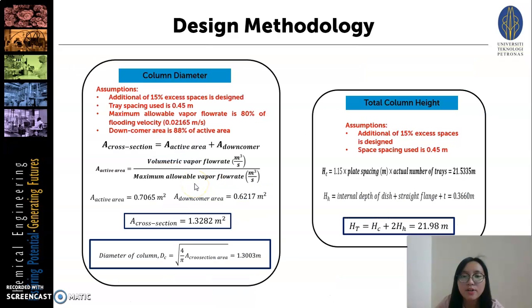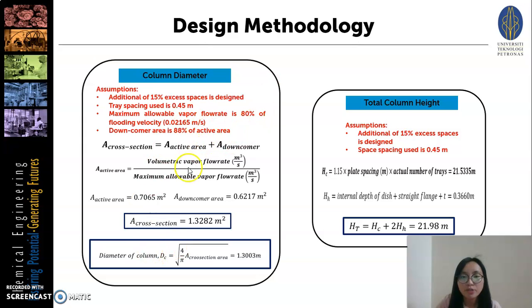Besides, several assumptions are made to calculate the column diameter. The assumptions are that an additional 15% of excess space is designed for the column. The tray spacing used is 0.45 meter. The maximum allowable flow rate is assumed to be 80% of the flooding velocity. And lastly, the downcomer area is 88% of the active area.